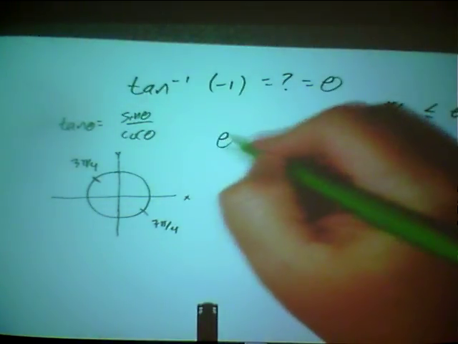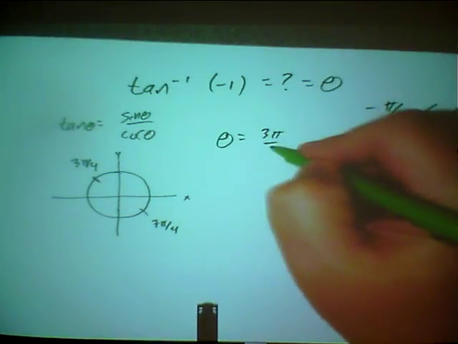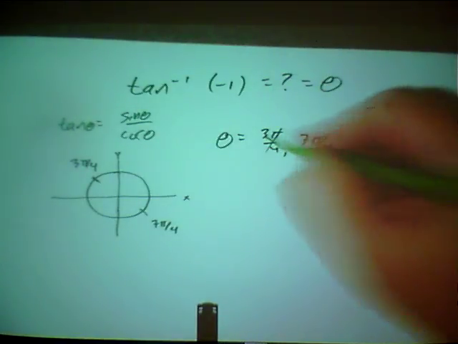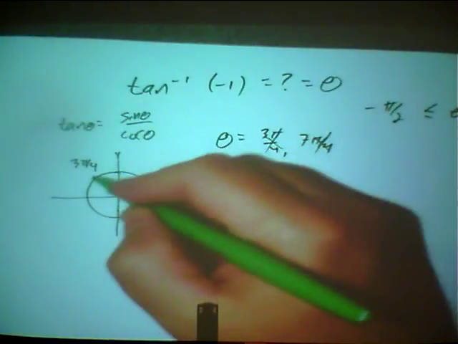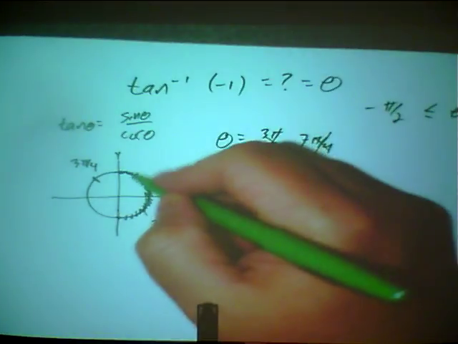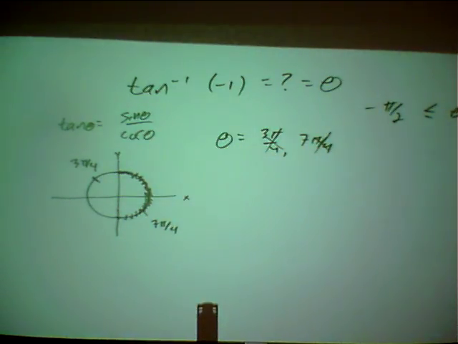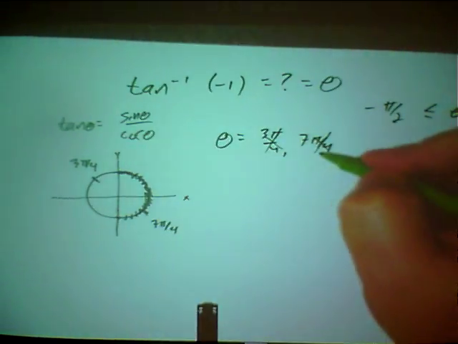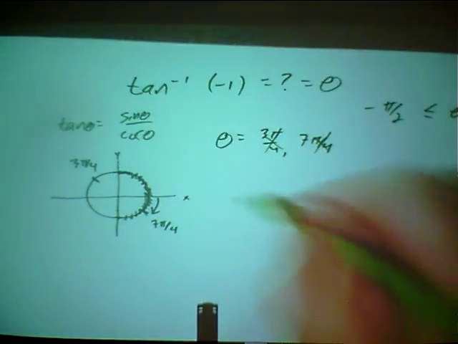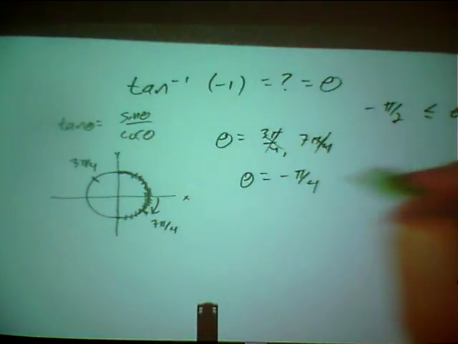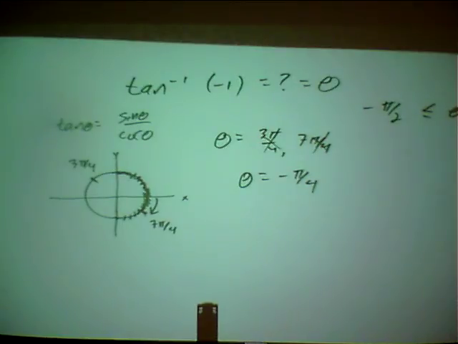So you would think initially that these would be your answers, but as it turns out, both these angles are not in my allowed interval. 3 pi over 4 is not allowed, because just like the inverse sine, my angle has to end up in the first or fourth quadrant. 7 pi over 4, here we go, it's in the fourth quadrant, but it's outside my range, because I have to approach it as a negative angle. So theta would actually be negative pi over 4.